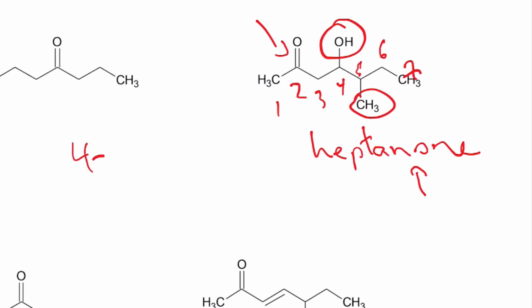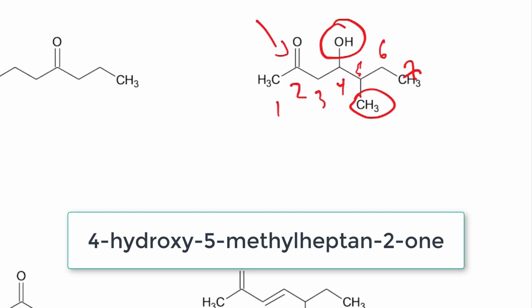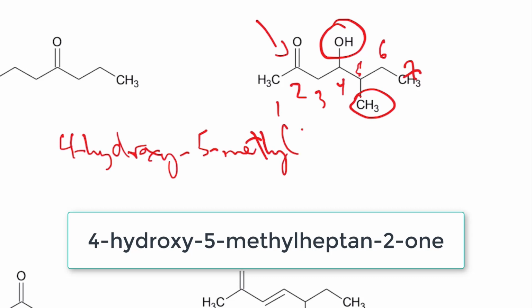So we have a 4 hydroxy, 5 methyl, heptan 2-one. And I'm going to rewrite this so I can incorporate the 2 into here. So let's get that in. So I have 4 hydroxy, 5 methyl, heptan 2-one.